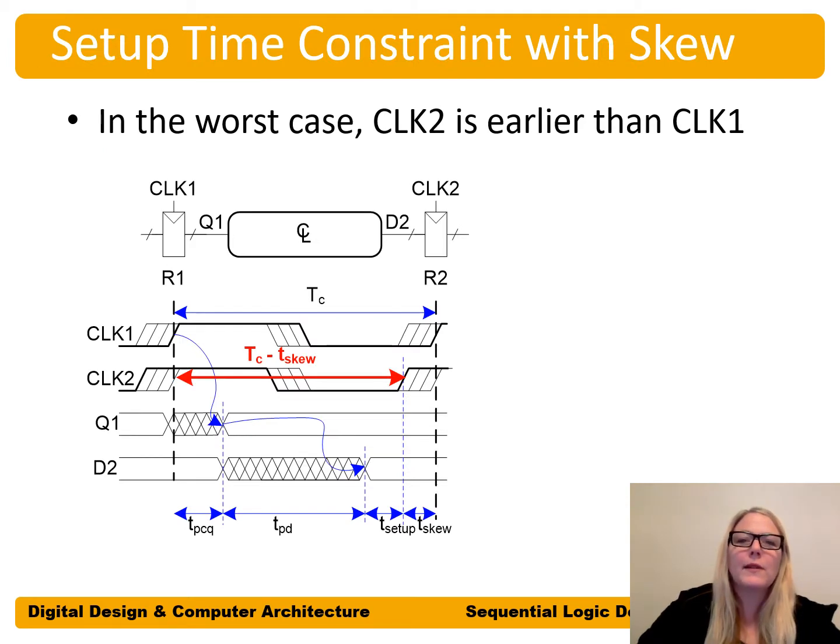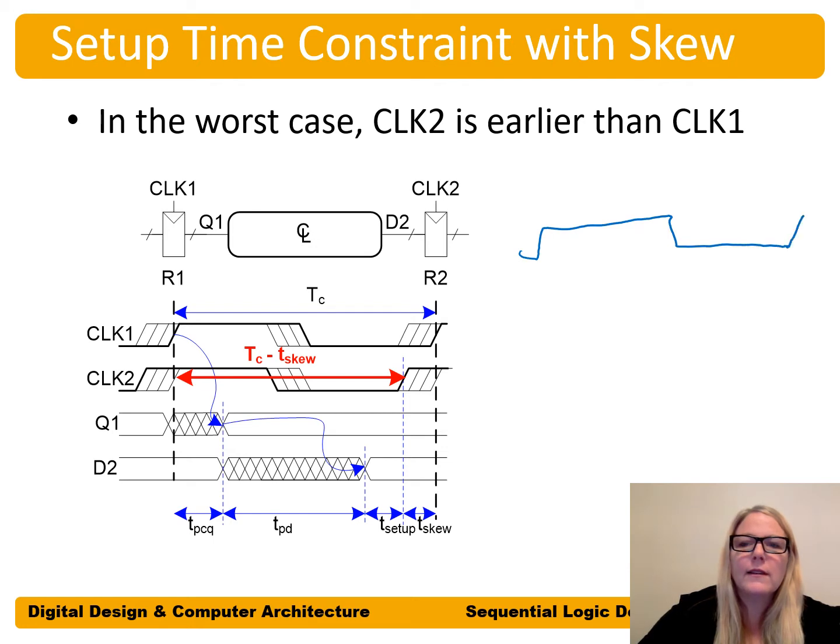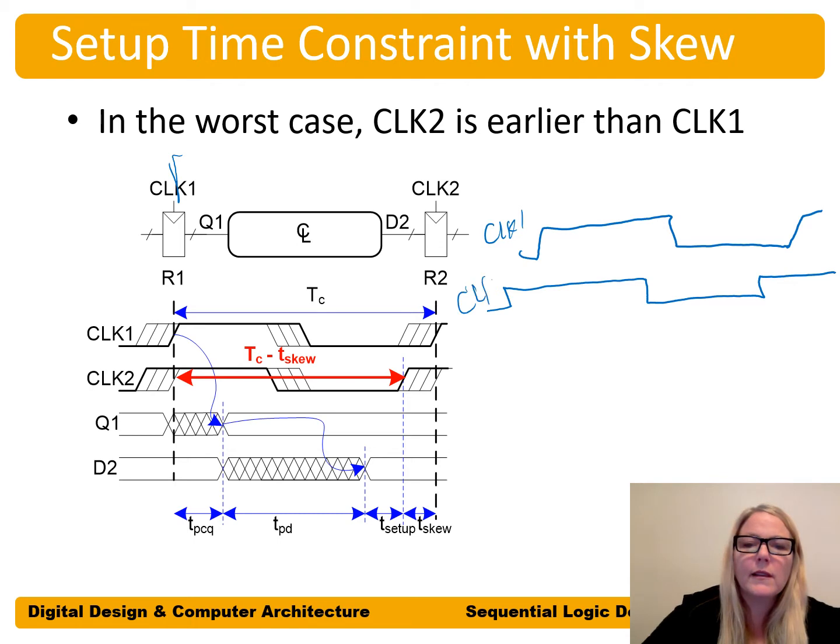So let's talk about the setup time constraint, or the cycle time constraint, in terms of when we have to consider skew. So in the worst case, clock 2 is earlier than clock 1. So I'm going to redraw the waveforms for the clocks here. So here's clock 1 into register 1. And clock 2 is earlier than clock 1. So they still have the same frequency, but clock 2 is earlier, so clock 1's edge is delayed with respect to clock 2.